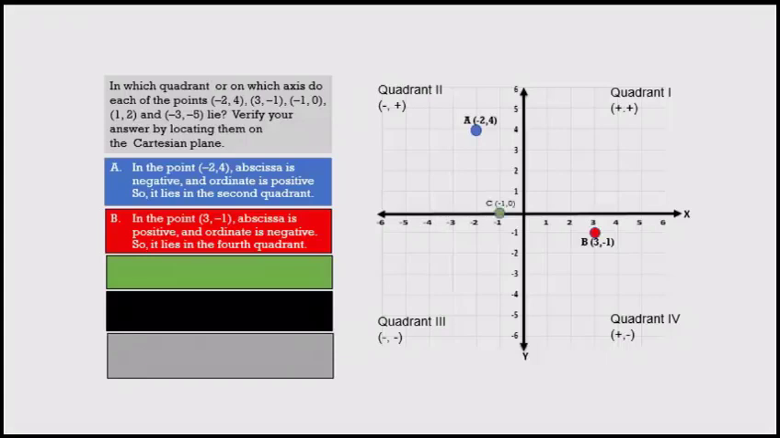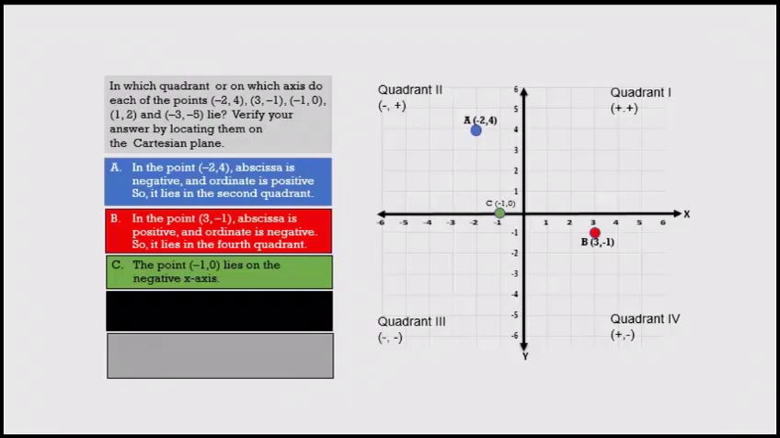Our third point is (-1, 0). Here the ordinate is 0. If the ordinate is 0, then the point lies on the x-axis. Here the abscissa is -1, so the point lies on the x-axis where the negative numbers are shown. Okay, the left side of the x-axis.